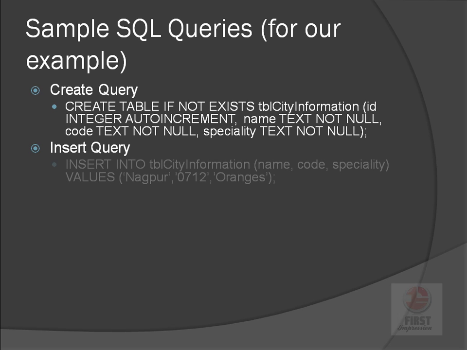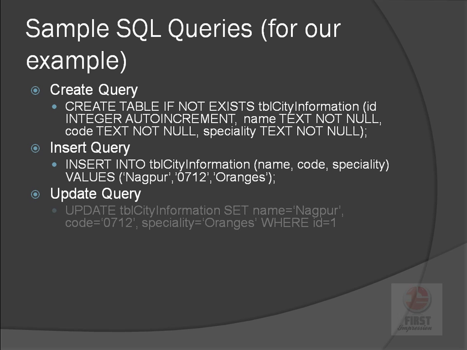Then you have the insert query. In the insert query, we say insert into the table, in brackets the field names, name, code, specialty, values, the values that we want to pass. So this will insert one record with the values Nagpur, 0712 and oranges inside the table TBL city information. You might have a question: why didn't we have ID over here? Because the ID was kept as auto increment. As you add one record to the database, the ID will automatically increment from its previous value.